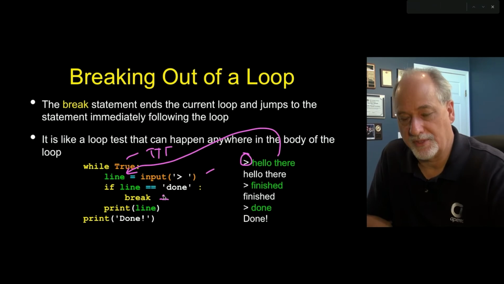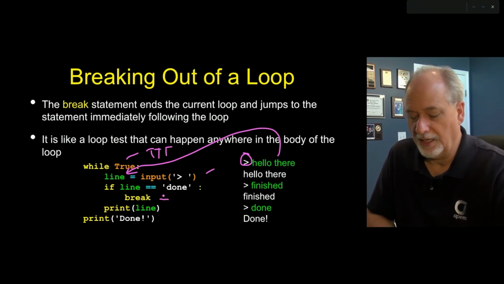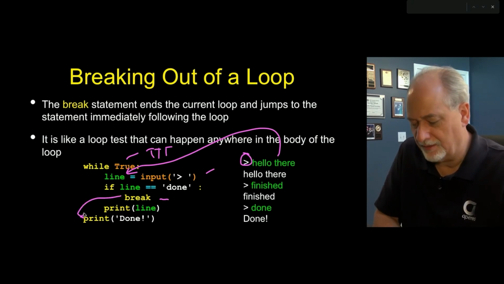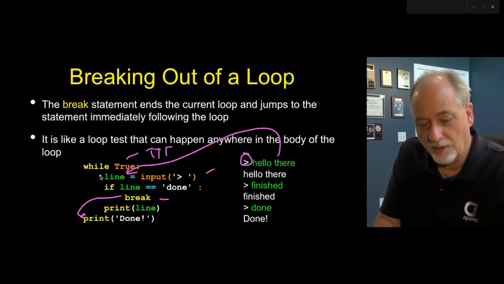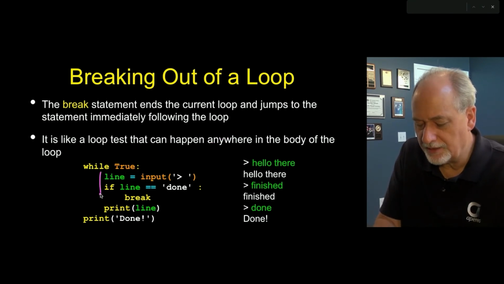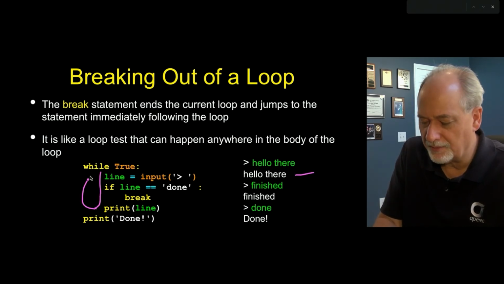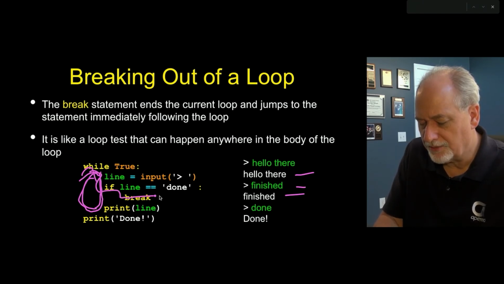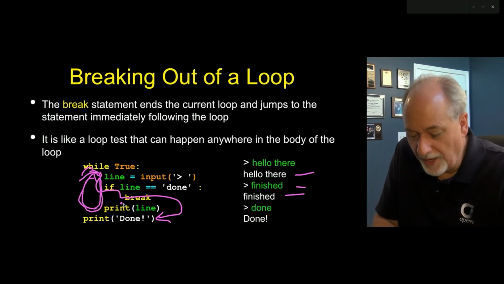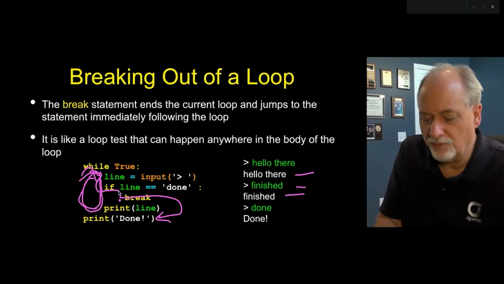Now, break is an executable statement. If you hit the break, it exits the innermost loop out to the place beyond the end of the loop. So when this runs the first time, and we say hello there, line is not done, so it prints out hello there and then goes up. Then we type in finished, and it's not done, so it prints it. Then we type in done, and now this becomes true, and it comes out and runs the code beyond the end of the loop. The key is it doesn't go back. Once you've done a break, that loop is done.